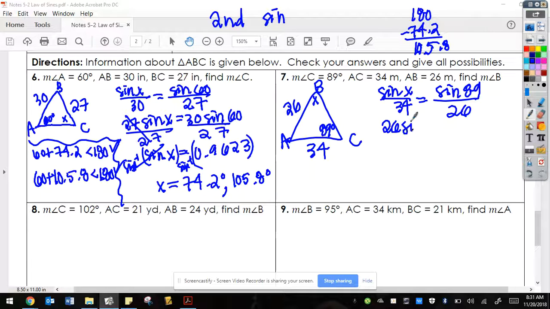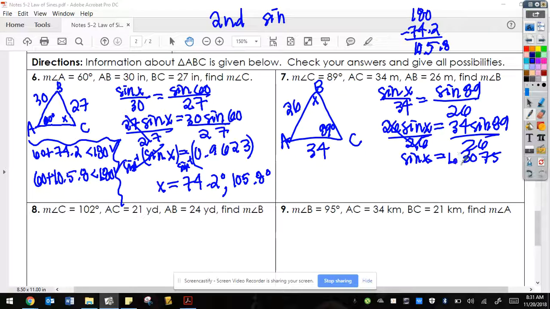So we can get 26 sine of X equals 34 sine of 89. Divide by 26 on both sides. And we get sine of X equals 1.3075, and that's a point, sorry. If we do the inverse sine of both sides, we end up getting that X is, and it should have popped up with an error on your calculator if you do inverse sine of this number, which means that this would be no solution.